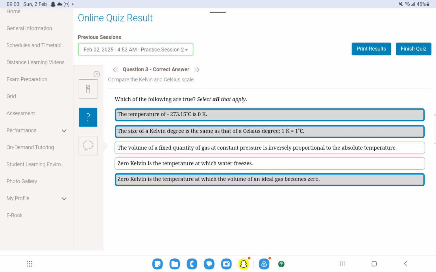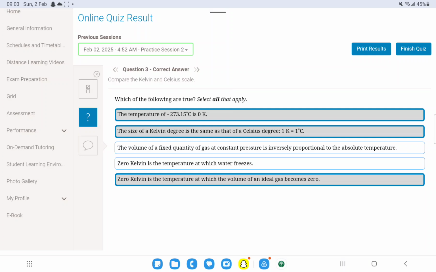Which of the following are true? The temperature of minus 273.15 degrees Celsius is 0 Kelvin. Yeah, we know that minus 273 is 0 Kelvin. But in the book itself, it wrote 0.15. You don't need to know that 0.15, you just use minus 273, but they put it here for some reason. You just need to know that one.